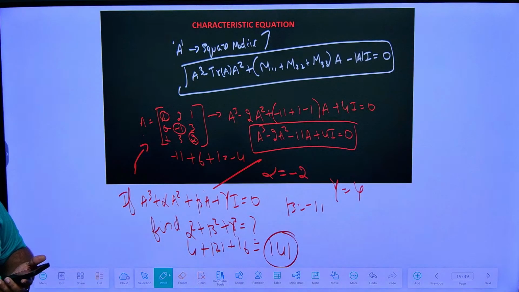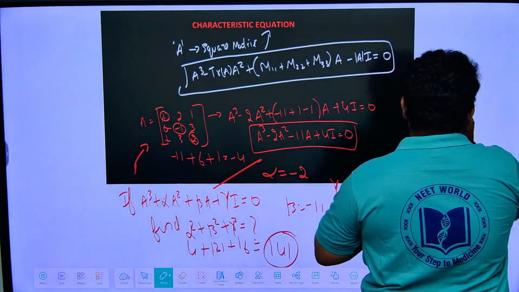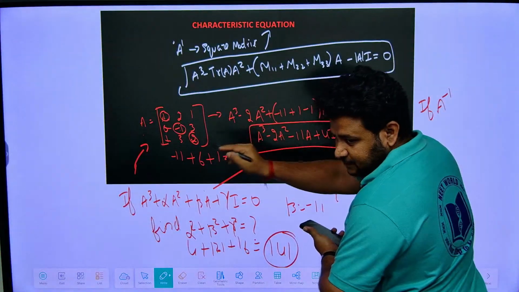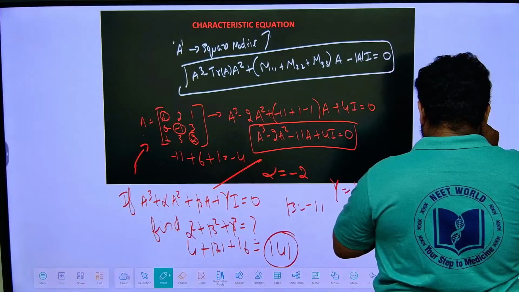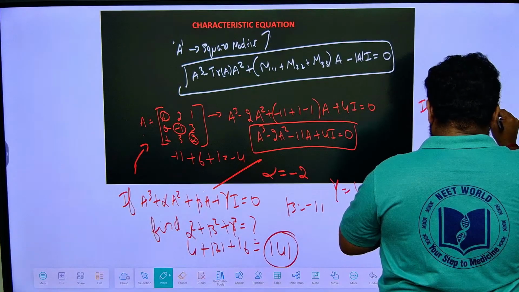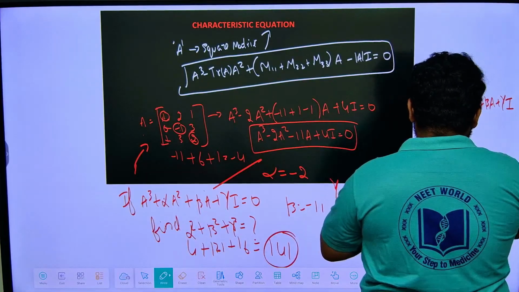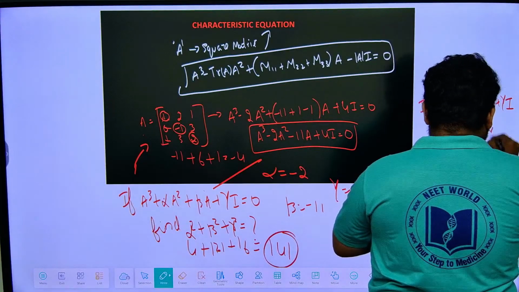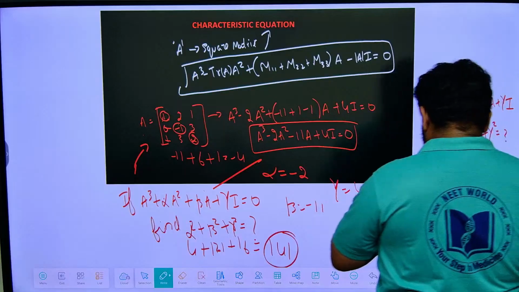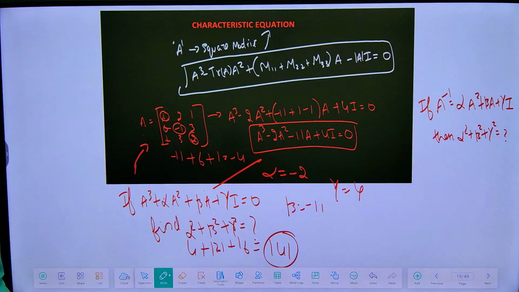Now sometimes they will ask A inverse also. For the same matrix I am telling, I am not writing the matrix again. If A inverse is equal to alpha A square plus beta A plus gamma I, then alpha square plus beta square plus gamma square is equal to what? This is the question.